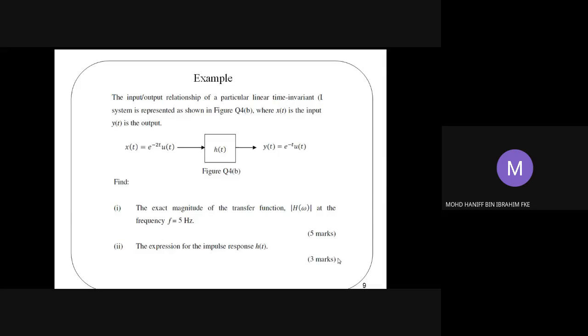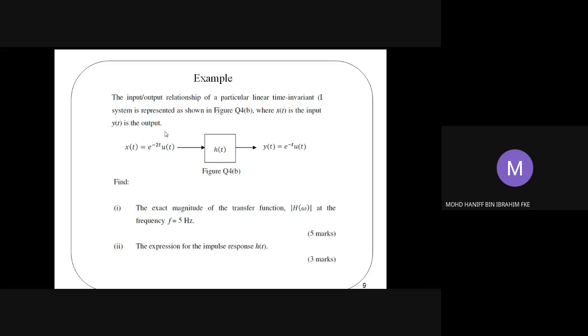Okay, I'm not going to do this example. You can try to do this on your own, because it is based on convolution properties. Just to remind you, if we face this kind of relationship with this box, xt is the input, ht is the system equation, and yt is the output. The relationship between the input, ht and yt is a convolution, in which yt equals xt convolve with ht.